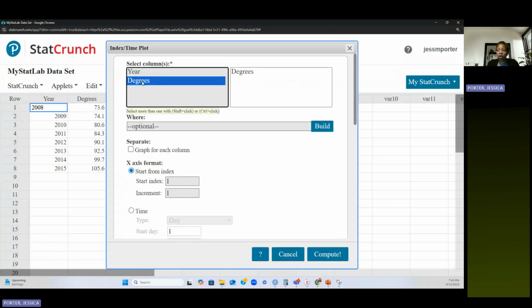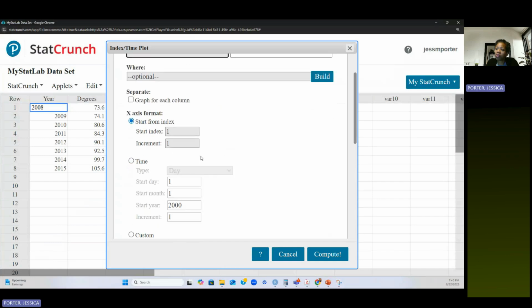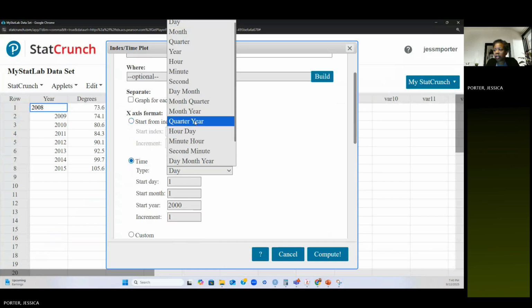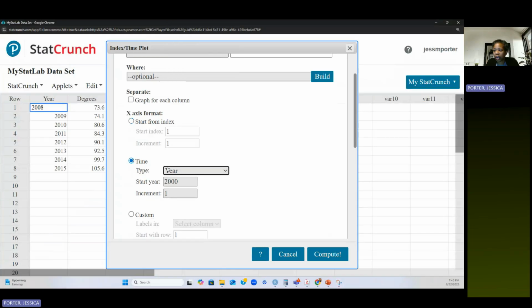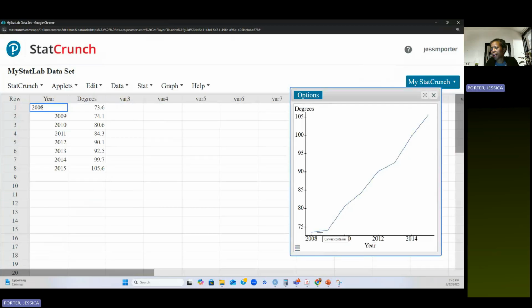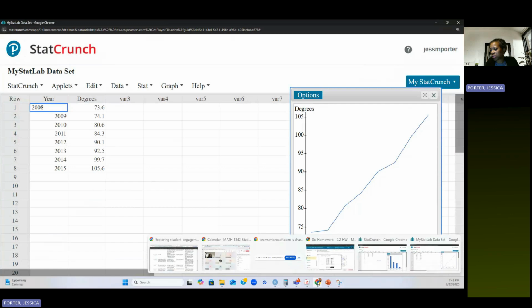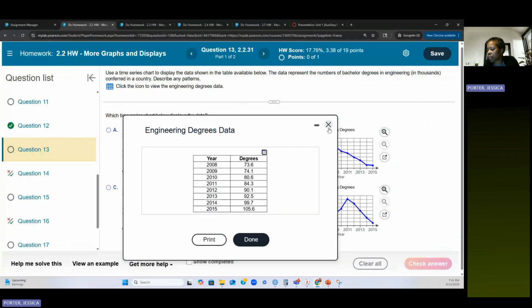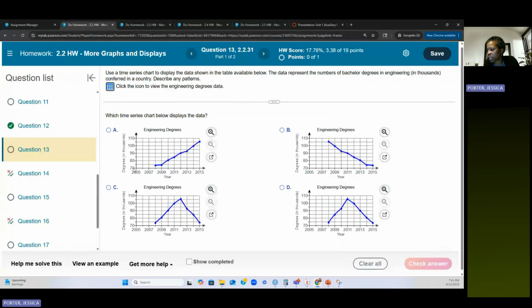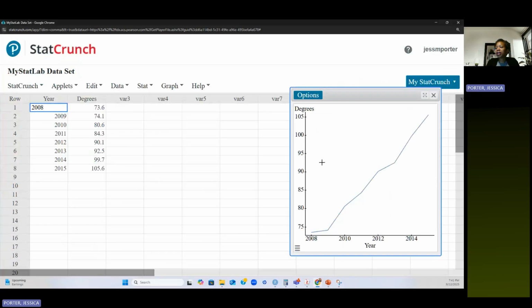In the select columns, I'm only going to select degrees. And I'm going to go time and year. And I'm going to start with the year 2008. And it's incrementing by 1 year at a time, so I'll just leave the 1 there. But if you're incrementing by something else, then you can definitely put that number in there. And here's what my graph looks like. Again, you can adjust the y-axis. Let's see what the y-axis is on MyMathLab. The y-axis goes from 70 to 110. But do we need that?